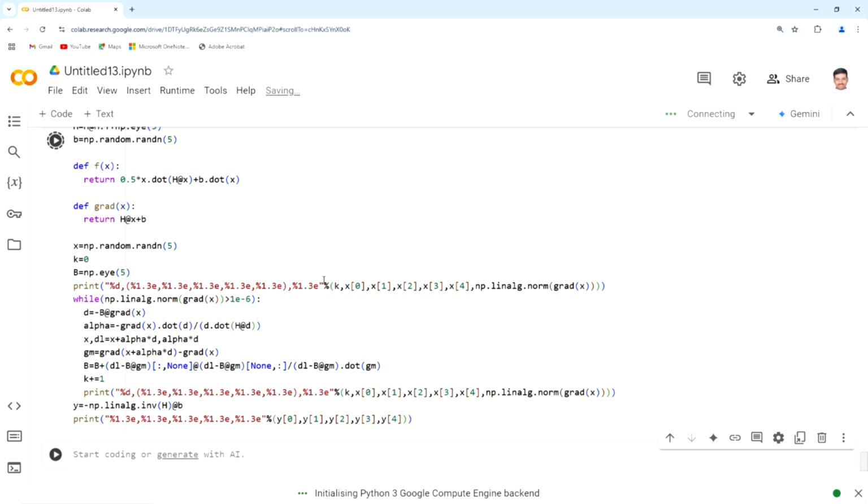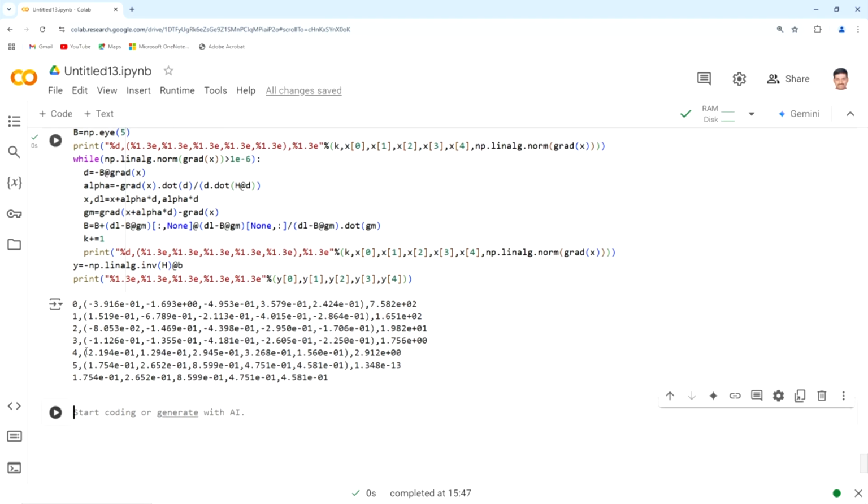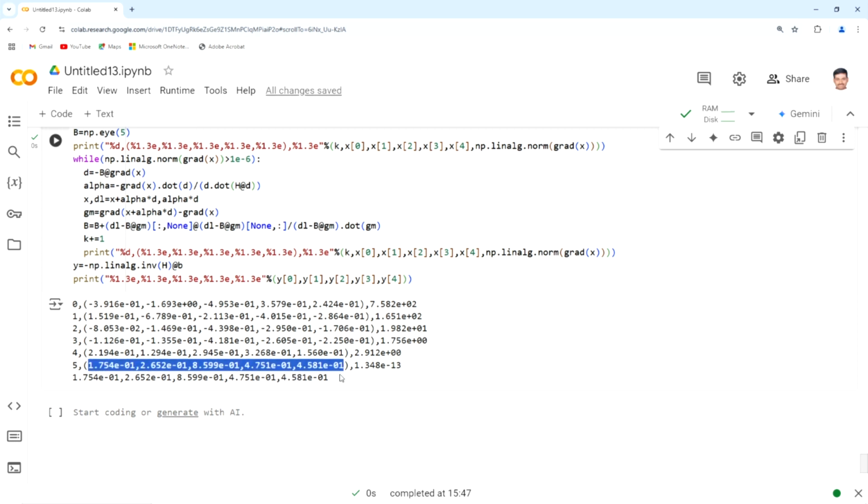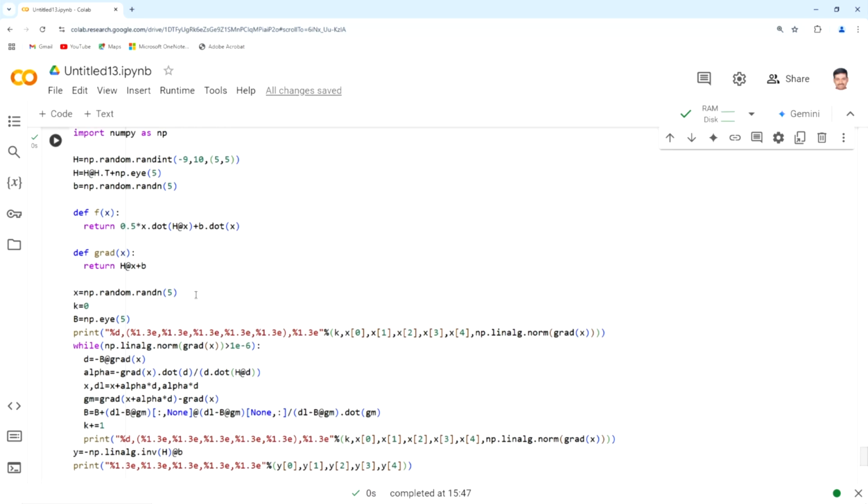Let us wait for a few seconds since it is connecting. So, you can see that we have got the answer in 5 steps, right, and you can verify that. The final line that you have is minus h inverse b, which is 0.1754, 0.2652, 0.8599, 0.4751 and 0.4581, which is what you got here. So, note that I chose a random positive definite h and a random b. I also started with a random x, okay. My b0 was as simple as I, okay.